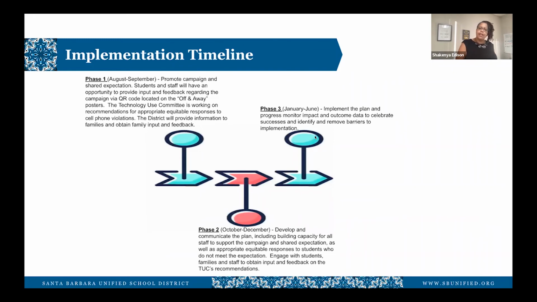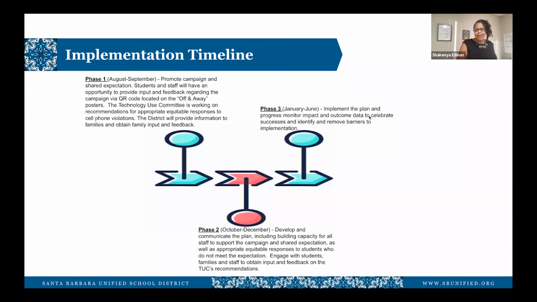In our last phase, which really falls in second semester, we're going to implement our plan and we're going to progress monitor. Progress monitoring is an MTSS practice. Not only will we implement something, but we'll constantly revisit it to make sure we're getting the results that we want. And if we need to tweak based on data and feedback, we'll do that.